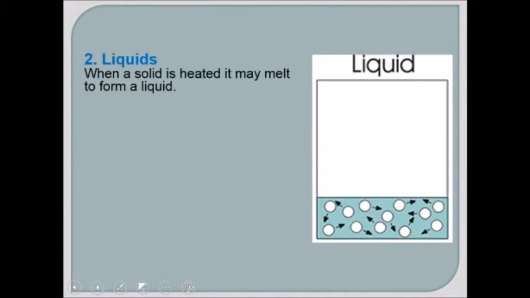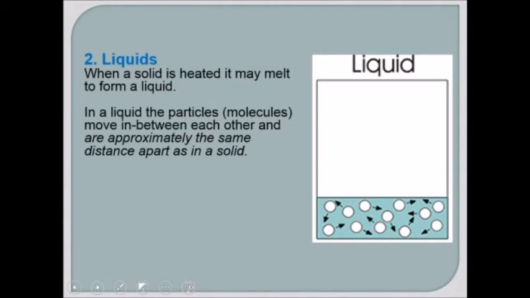Liquids are slightly different. A liquid is a more high energy form of a solid, or when a solid is heated, it may form a liquid. In a liquid, the particles or the molecules move in between each other, and they are approximately the same distance apart as a solid. So they're still clumped up just about as tightly together as in a solid, but they have a little more energy and they move around more freely.